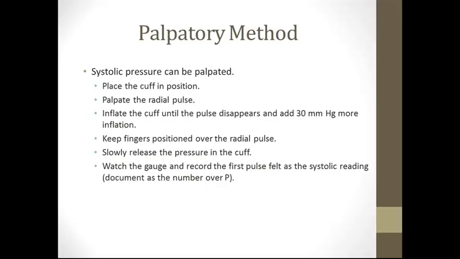So we place the cuff in its normal position, palpate the radial artery, inflate the cuff until the pulse disappears, and then what we do from there is add 30 millimeters of mercury more of inflation. We keep the fingers placed over the radial pulse and we slowly release the pressure of the cuff. We watch the gauge and record the first pulse felt as the systolic reading. We will then record that number over P. So for instance, if we felt the pulse come back at 120, it would be 120 over P.